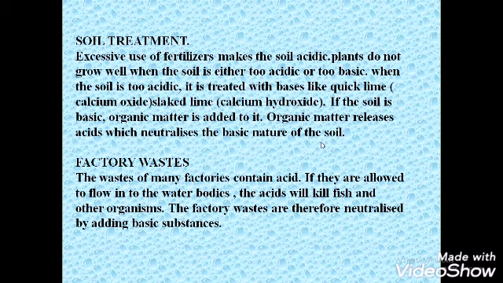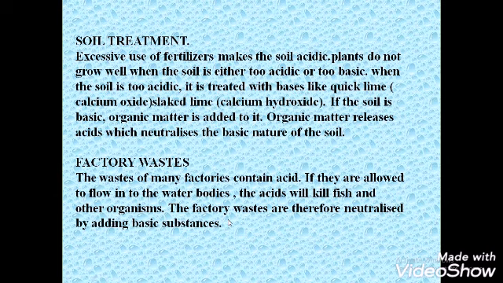Then fourth one, factory waste. The wastes of many factories contain acids. If they are allowed to flow into the water bodies, what happens? The acids will kill fish and other organisms. The factory wastes are therefore neutralized first by adding basic substances. Then they are allowed to flow into the water bodies. These are the neutralization in our everyday life.